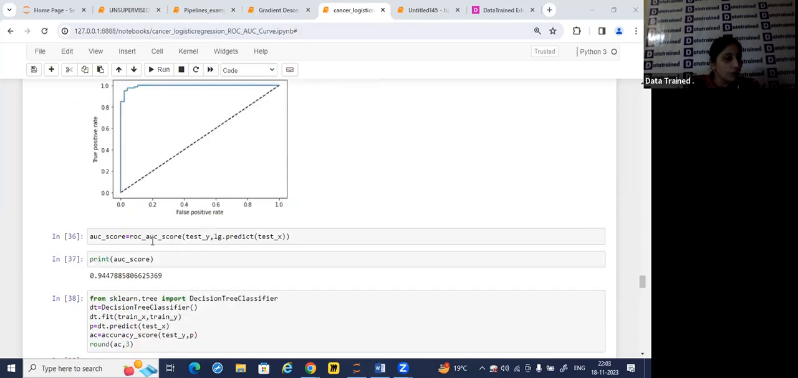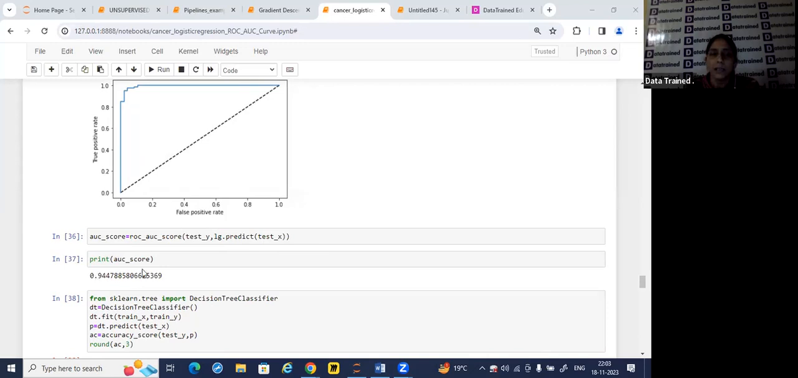ROC AUC score. Here I am passing test Y, LG.predict test X. I am passing the true value and the predicted value so that we can get the AUC score. So here it is having 0.94.